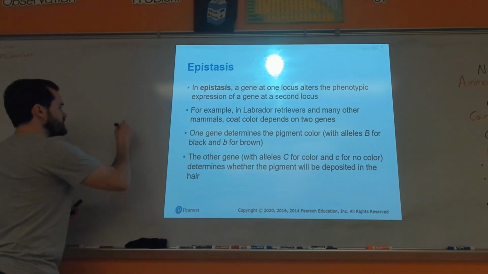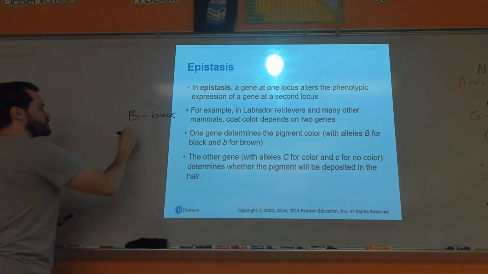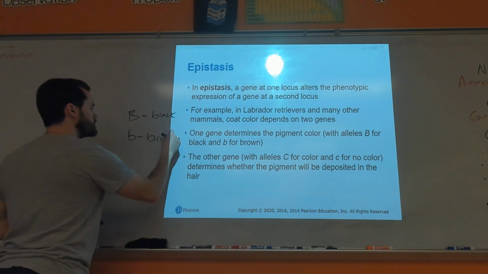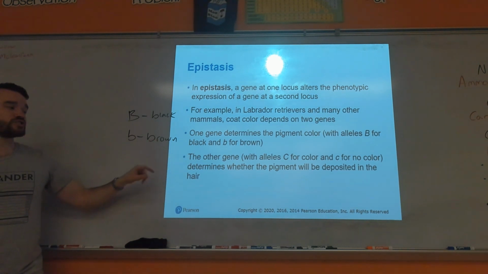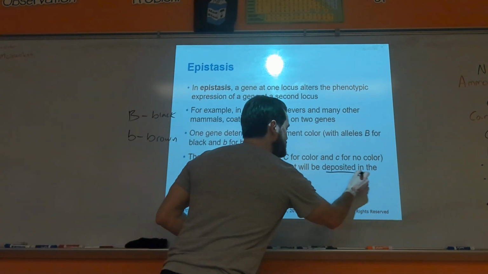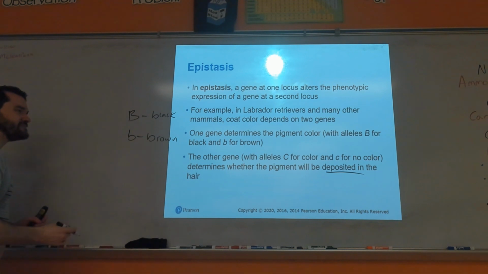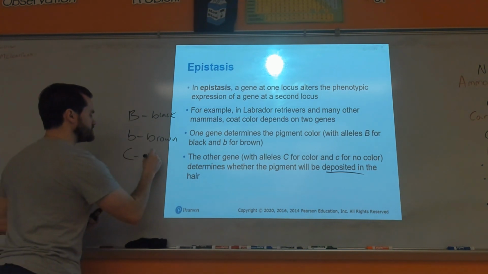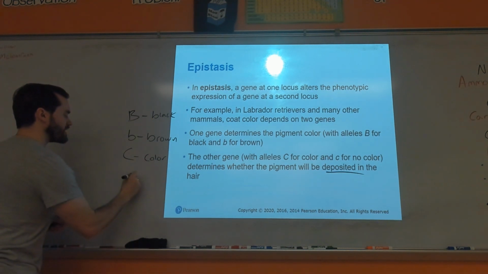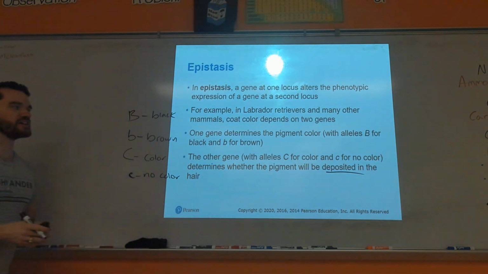So that gene, the dominant gene they're calling B, would be for black fur coat, and the recessive gene is brown. But you're like, hey, there's also blonde labs, so what's going on with that? Well, there is another gene that will control whether the pigment is deposited in the hair. They call this gene C. Capital C is color, lowercase c is no color. So let me show you the picture of it.